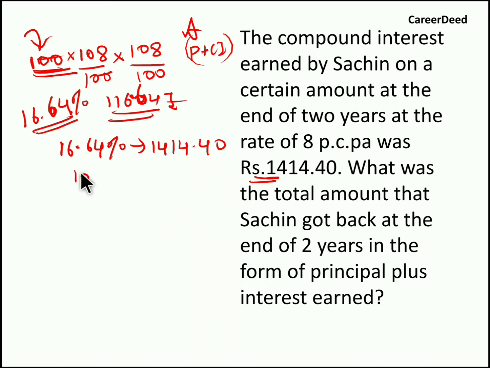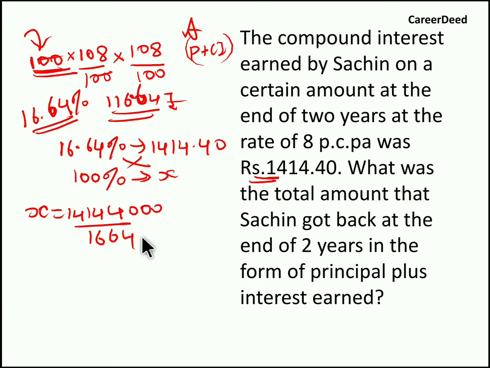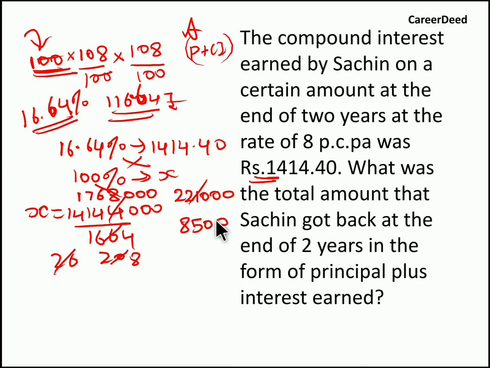Now 100% is nothing but x. When you cross multiply, you will get the answer. So x equal to 1414.40 by 16.64. When you multiply this by 100, you get 141440 by 1664. When you divide this in 8th table, you get 208 times. Let me write it here, 176800 by 208. Again when we divide this in 8th table, it's 26 times, and when you cancel it you get 221,000 by 26. So in 26th table it's 8500.